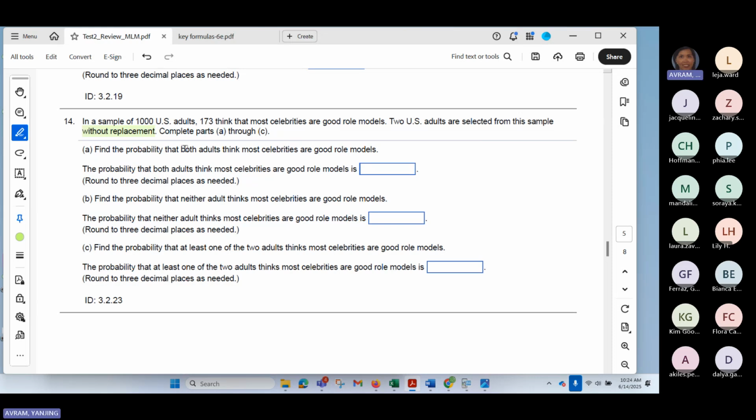First, find the probability that both adults think celebrities are good role models. Round to 3 decimal places. I'll give you a minute. Let's see how you do this one, and let's see if you can come up with the answer.